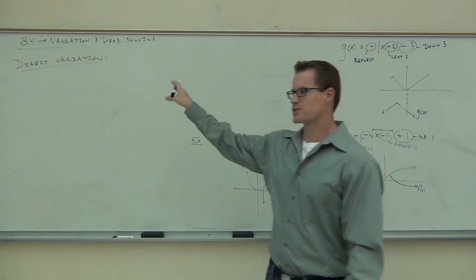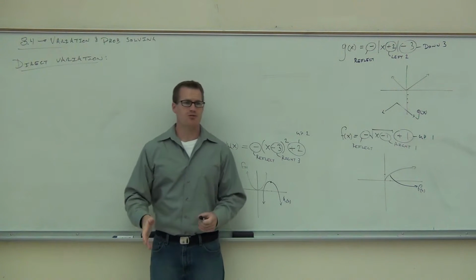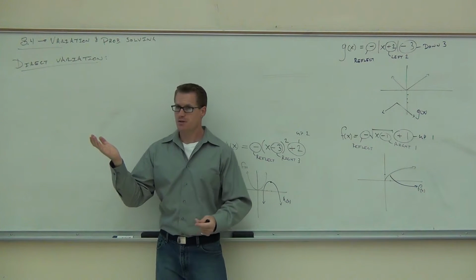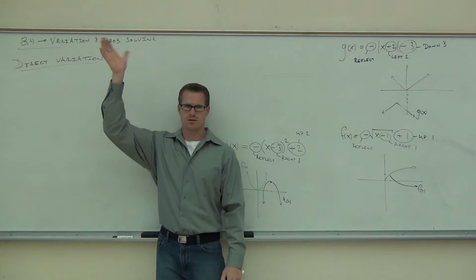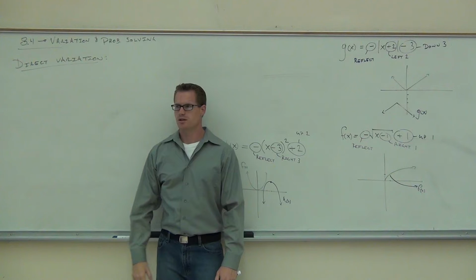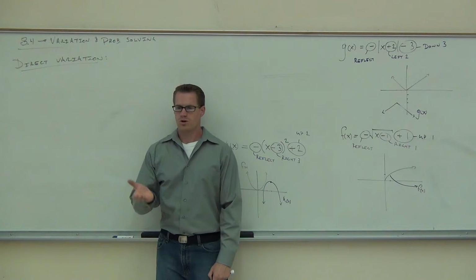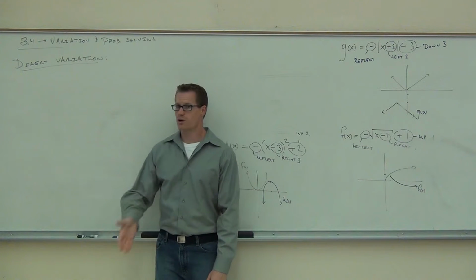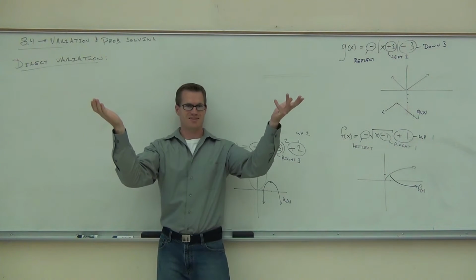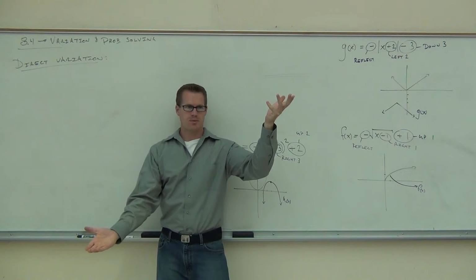I'll give you a mathy explanation in just a second, but here's what direct variation means to you. It means if one thing goes up, another thing goes up. For instance, how many people have jobs in here? You guys work. Good, okay. Most likely you get paid by the hour, right? If you work more hours, what happens to your pay? So if you work more, you get more money. That's why people work, right? To get more money. If you work less, what happens to your pay?